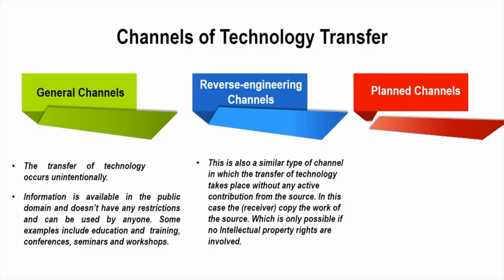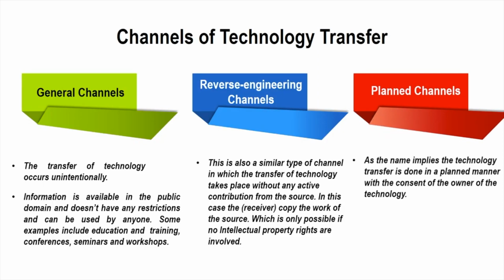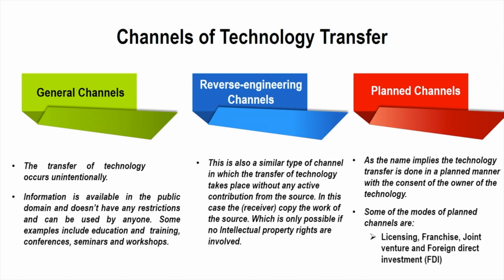The next channel of technology transfer is through planned channels. As the name implies, the technology transfer is done in a planned manner with the consent of both the owner as well as the receiver. Now, there are various modes of transferring the technology through these planned channels. Some of these modes are licensing. When we give a franchise, this is very common in case of food joints. You see KFC, McDonald's, they are giving franchises. Also in case of joint ventures, and also in case of foreign direct investment, which we call FDI.